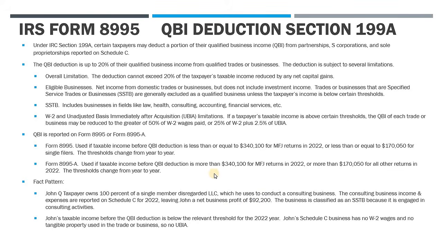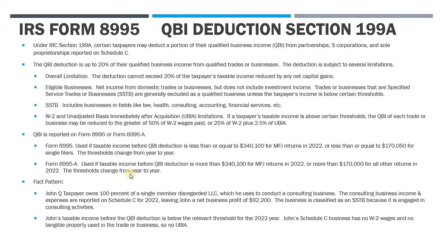Now, the business income and expenses are reported on Schedule C for 2022. And what John finds is that he's got a net profit of $92,200. And this business is going to be an SSTB. So the field that he's in here is a consulting field, and so that's very clearly going to fall within the SSTB category. But again, what we're going to see is even though it's an SSTB, John's income is below the certain thresholds, so he can still claim this 199A deduction.